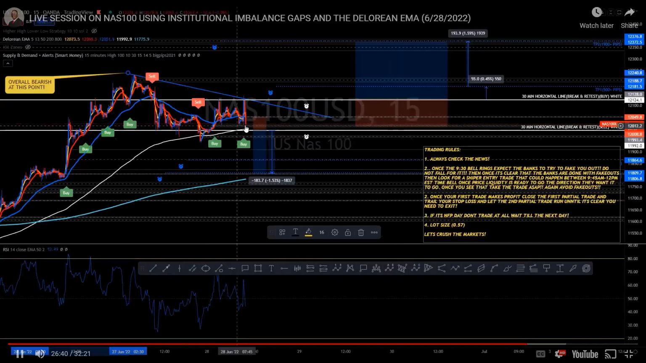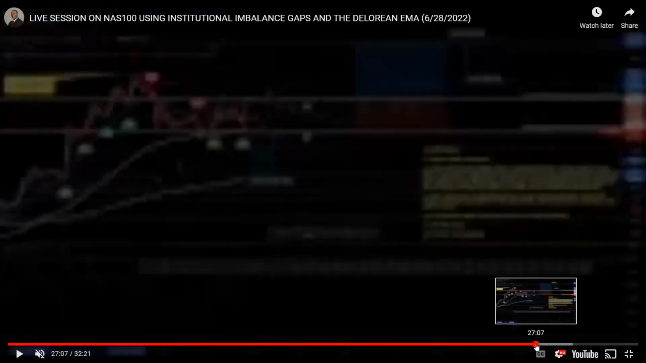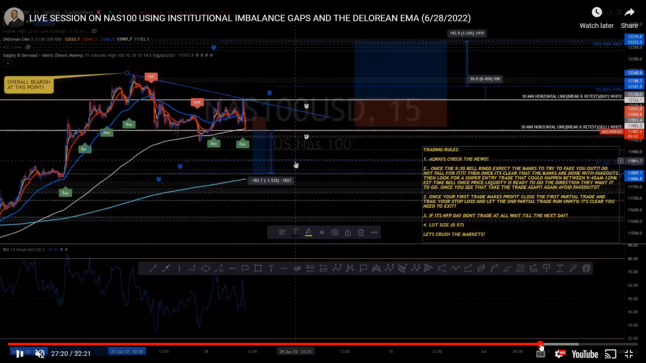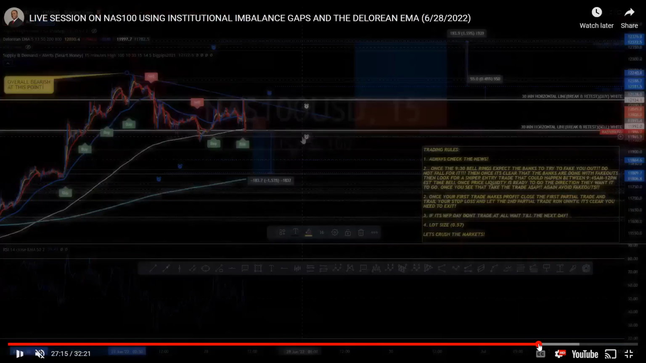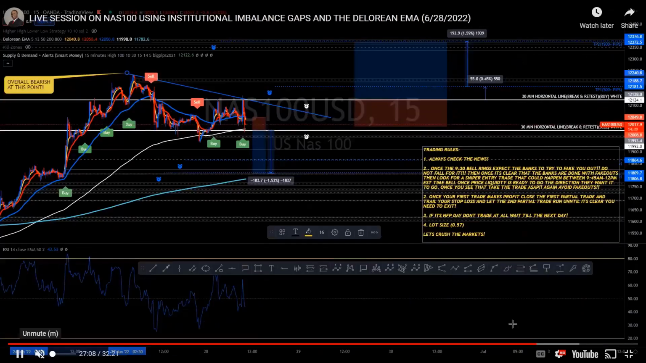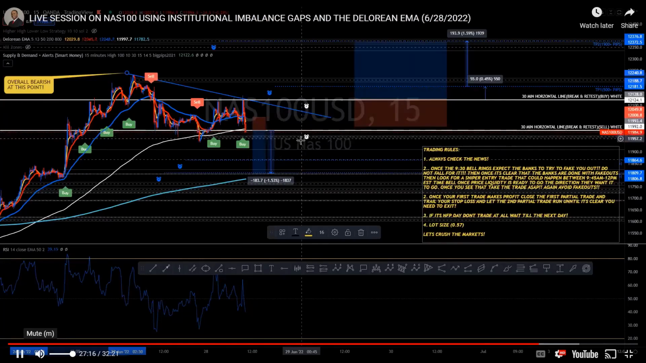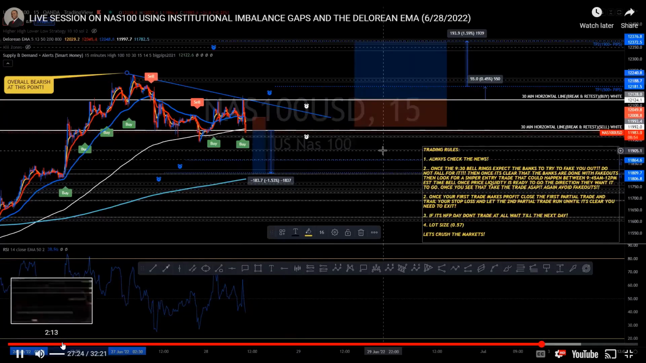So if the candle breaks past here, let me forward this recording a little bit more to get to that point. This is perfect where I want it to be. Looks like price might be starting to break through this area. Need to see it grab some momentum.